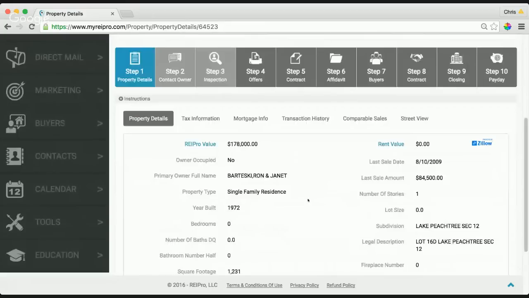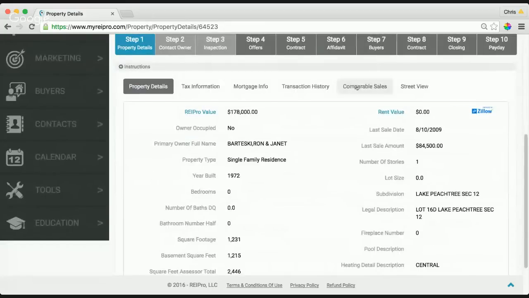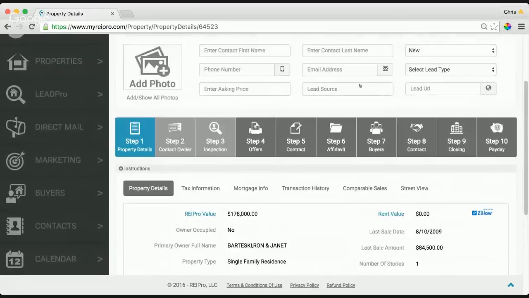But some of the big things here is do your due diligence, especially with step 1, is really understanding some of the number side of it. We're going to go into comparable sales in the next training video, which will be very huge for you guys to understand. So obviously, if you're not an REI Pro user, go to myreipro.com, sign up for a 30-day free trial, because you're going to need this.